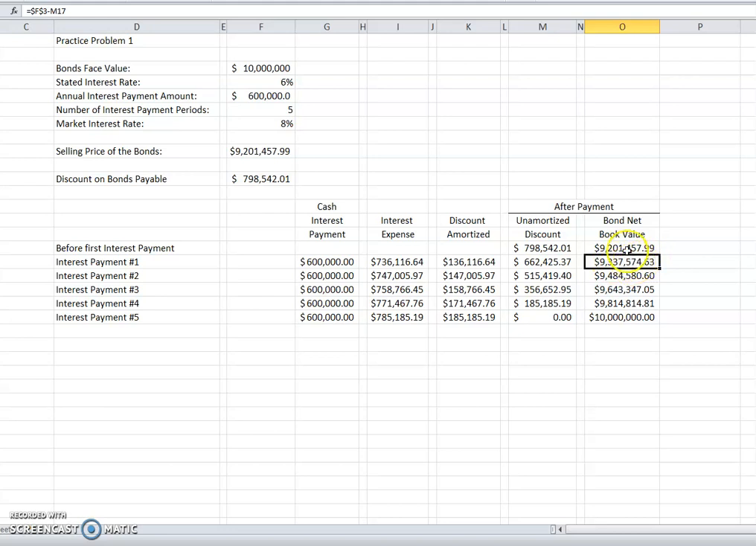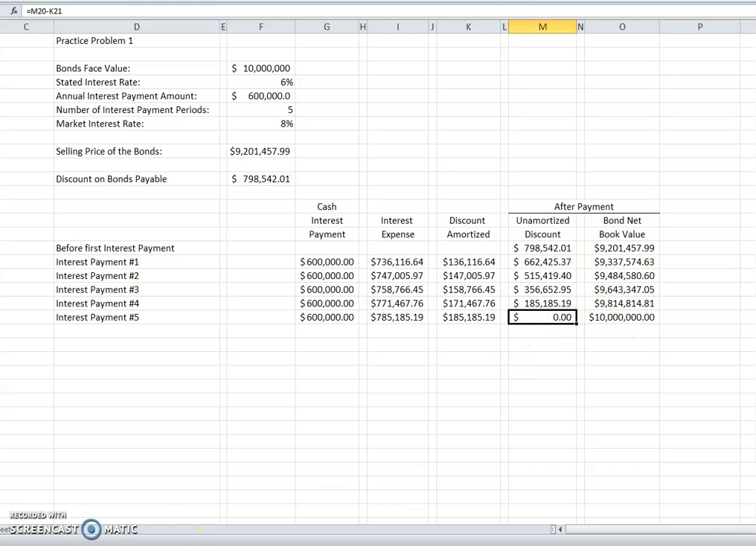So now we take this amount times 8% to get the interest expense the next year. Notice the interest expense went up because the net book value went up. So that gives us our discount amortization. And notice over the 5-year life of the bonds, the discount goes away completely. At the end of the 5 years, when we make the last interest payment, the unamortized discount is down to 0. The net book value is now $10 million.